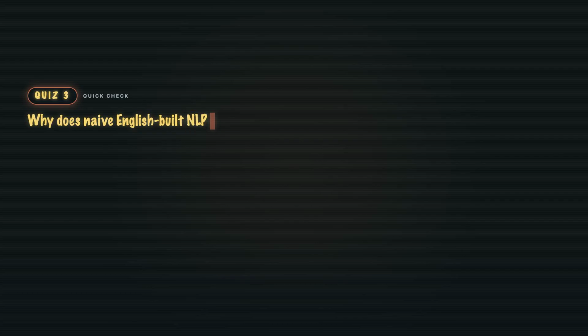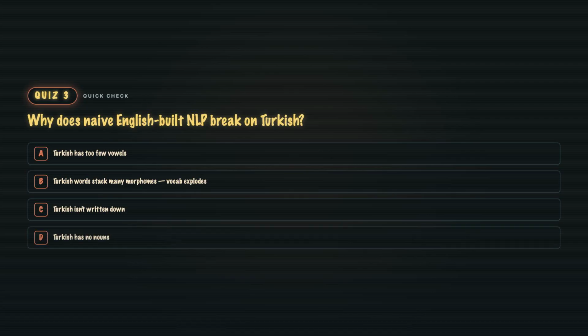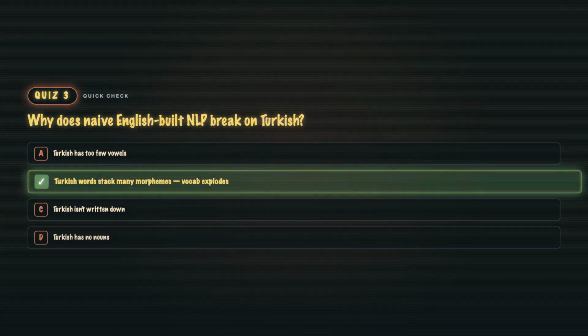Quiz 3. Why does naive English-built NLP break on Turkish? A. Turkish has too few vowels. B. Turkish words can stack many morphemes, exploding the vocabulary count. C. Turkish isn't written down. Or D. Turkish has no nouns. B. Turkish stacks morphemes. A single verb can have hundreds of distinct forms. A word counter sees them as totally different words. The system thinks Turkish has a huge vocabulary when really it's the same handful of roots in different costumes. Subword tokenization is the modern partial fix.